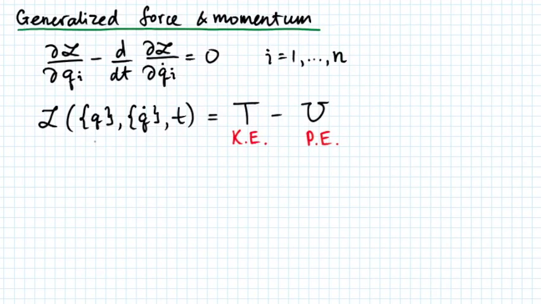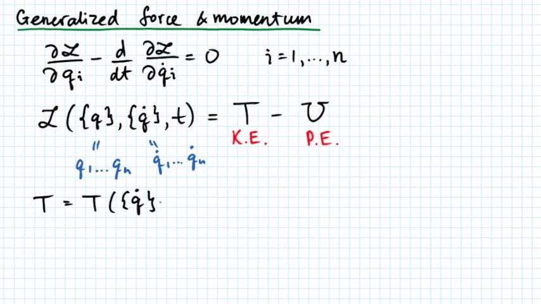Our notation is that the set of q's is denoted by these braces. Now, normally, we expect that the kinetic energy will be just a function of velocities, and potential energy will be just a function of generalized coordinates.